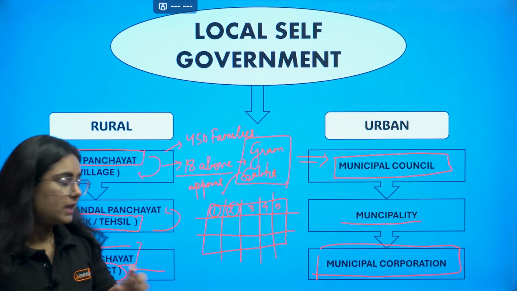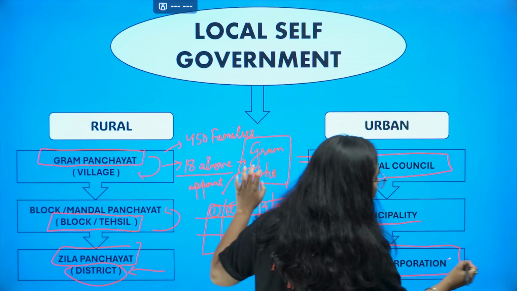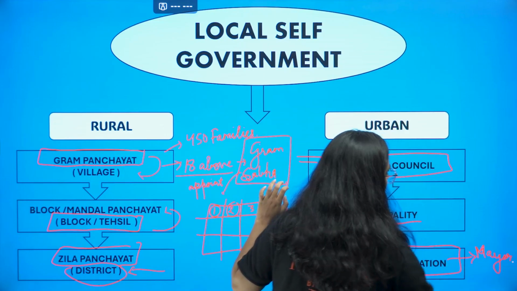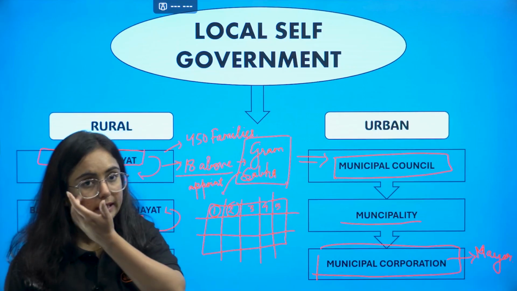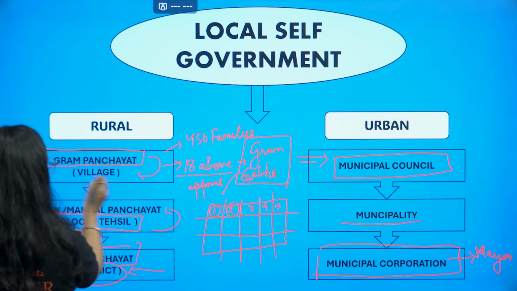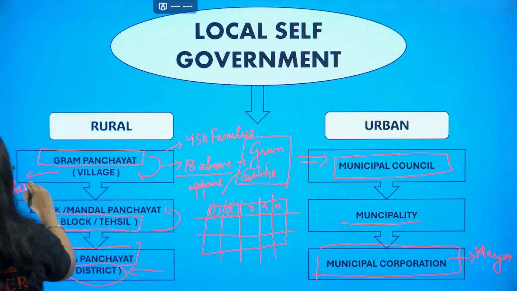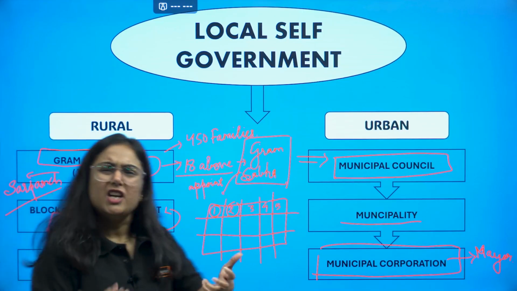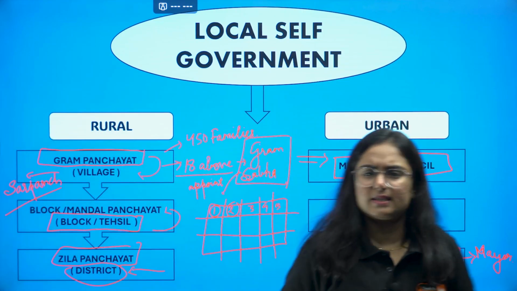And all this is on the basis of population. The head of this is known as the mayor. The head of the Gram Panchayat is known as the Sarpanch, and the others are referred to as chairpersons or presidents, etc.